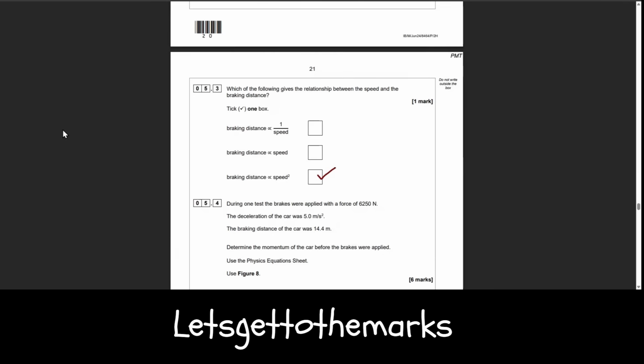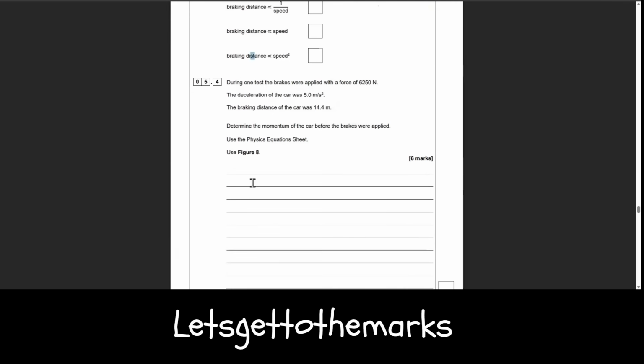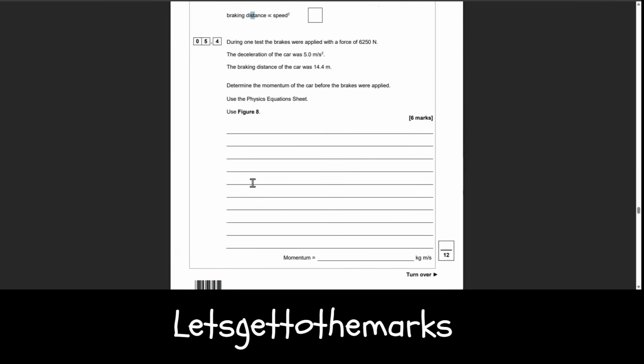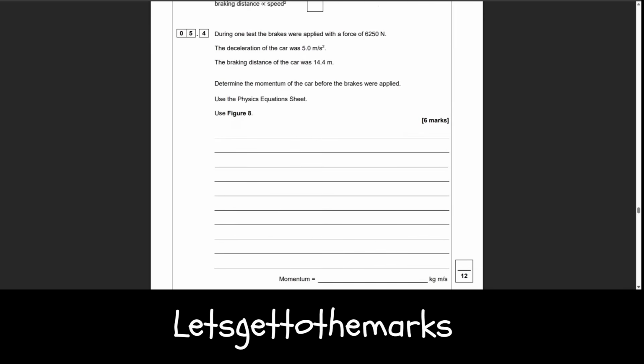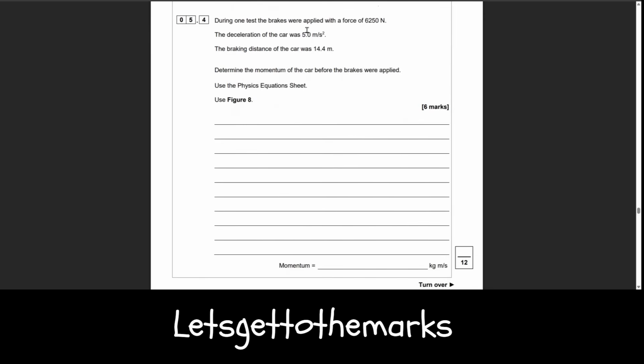Let's move on. 5.4, during one test, the brakes were applied with a force of 6,250 newtons. The deceleration of the car was 5 meters per second squared. The braking distance of the car was 14.4 meters. Determine the momentum of the car before the brakes were applied. Use the physics equation sheet. This is going to be quite foul, and it's going to need more than one equation. The thing to identify with these 6 markers is what equations you need to use from the equation sheet. We've got force, velocity, and distance.